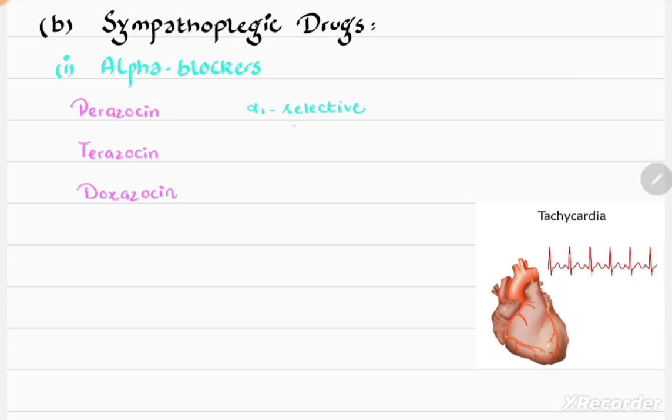venules. What actually happens is that the alpha receptors are present in the arterioles and the venules, and whenever these receptors are activated, the resultant phenomenon is vasoconstriction. So this vasoconstriction increases the overall peripheral vascular resistance, and as a result there is a maintenance or an increase in the blood pressure. What we do with the alpha blockers is that we block these receptors, and when these receptors are blocked, the resultant effect is vasodilation.